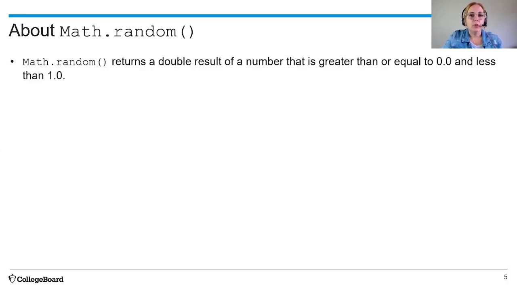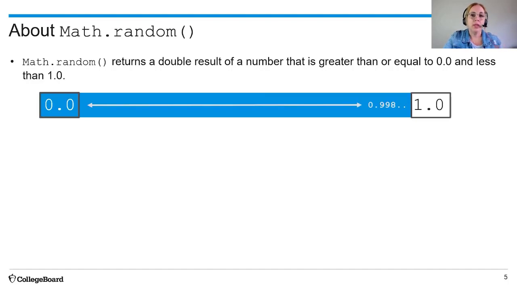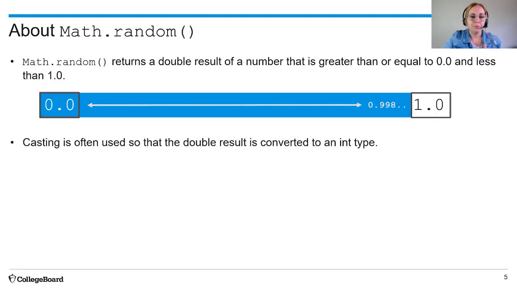Math.random is going to give you a double result of a number that is greater than or equal to 0.0 but less than 1. Here's a number line to represent what math.random can give you. Everything in blue is a result that you might get from a call to math.random. I want you to remember this number line visually as we go through these slides. You're going to see it at least one more time, but I'm hoping it will give you a cue that everything in blue could be what math.random would produce.